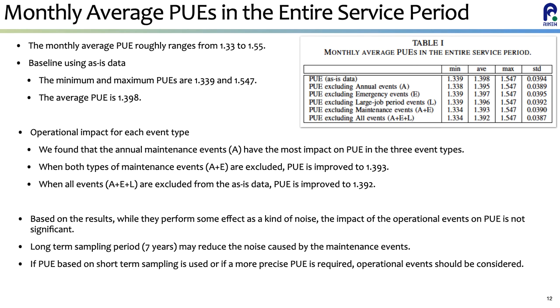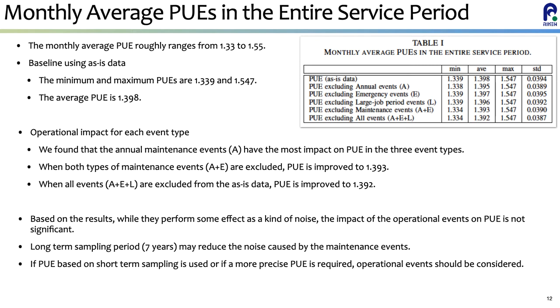This slide shows monthly average PUE values in the entire service period. This monthly average PUE roughly ranges from 1.33 to 1.55. To determine a baseline, we evaluated the representative value using a monthly average of the as-is data. The minimum and maximum PUE values are 1.339 and 1.547, respectively. The average PUE is 1.398. Next, let's see the operation impact for each event type.